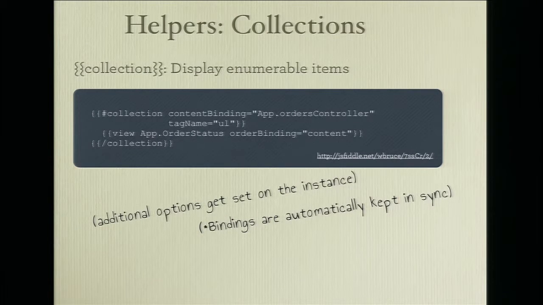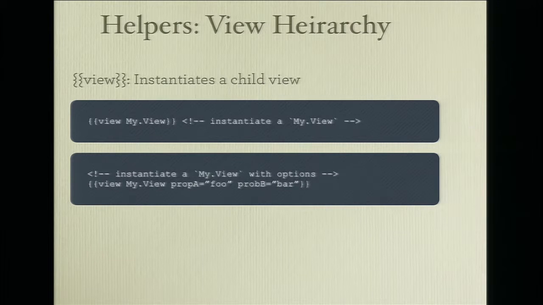Collection, this is actually just a way of doing a quick list. View, we already talked about view, just a way of instantiating a view object. You can pass additional options to it.